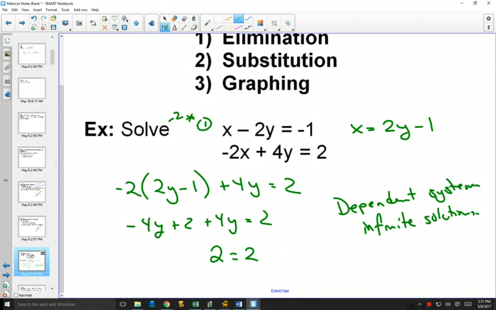Any time that you, either through substitution or elimination, while you're solving, get something that's always true, then it's going to be a dependent system.